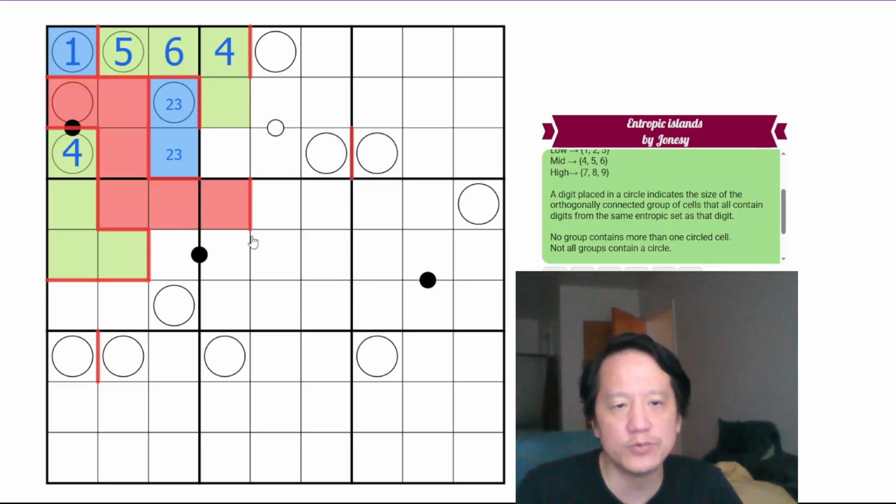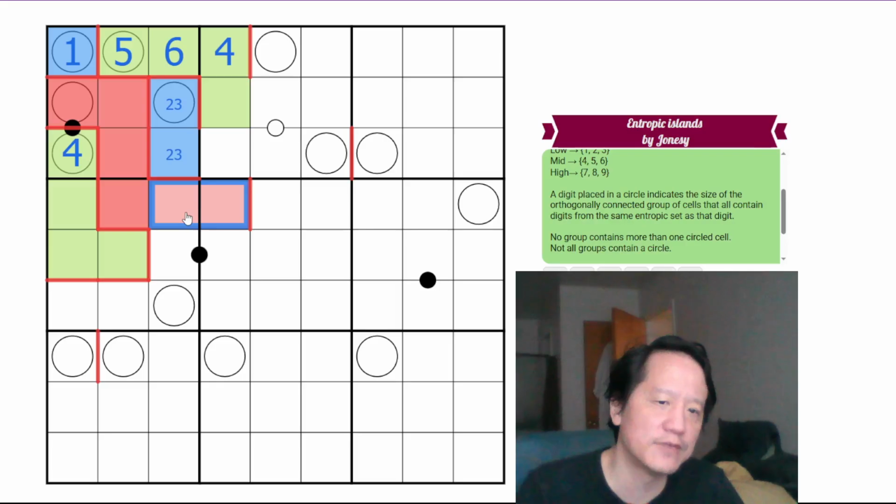And this is a border here. So we could go to either one of these two. We don't know. We could also go that way. We don't have to go that way.